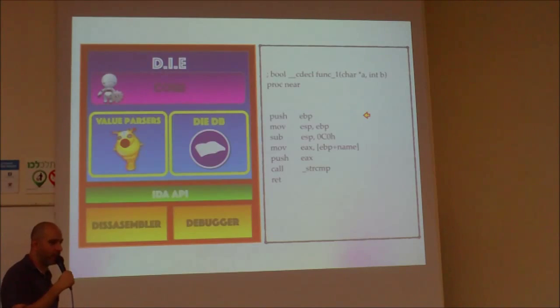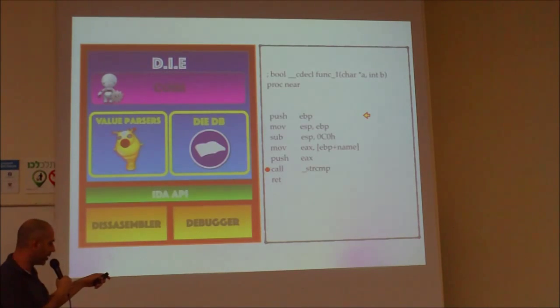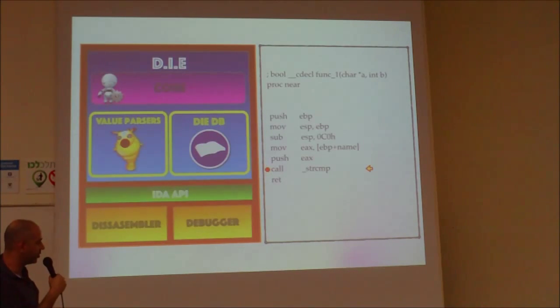Now, what happens now is that we iteratively try to place breakpoints at call instructions inside this function, right? And we place them, and we continue execution, and now the next breakpoint is hit. In this example, this breakpoint is actually a library function, string compare, right?